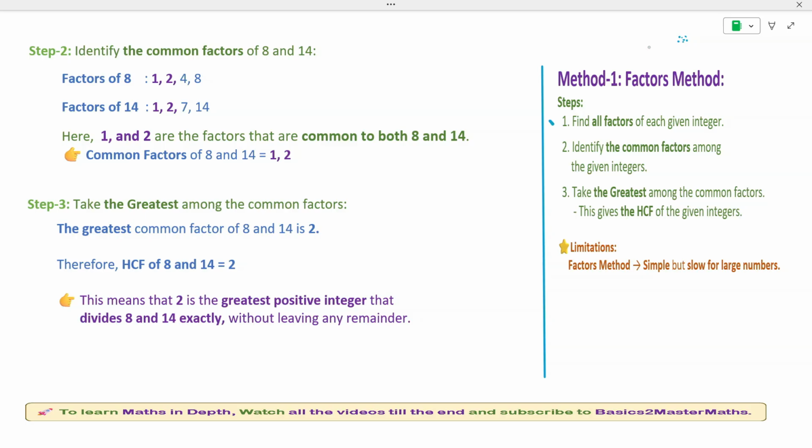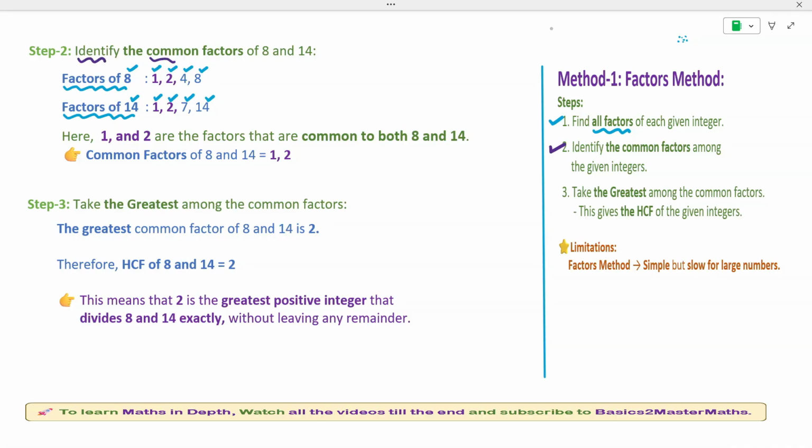Till now, we have found all factors of 8 and 14. Factors of 8 are 1, 2, 4 and 8. Factors of 14 are 1, 2, 7 and 14. Now, let us move on to step 2.